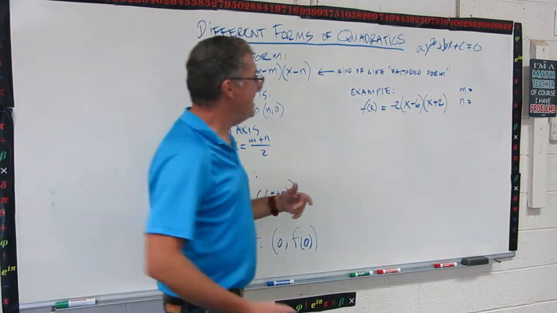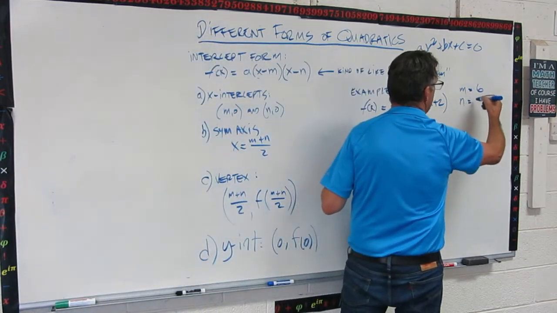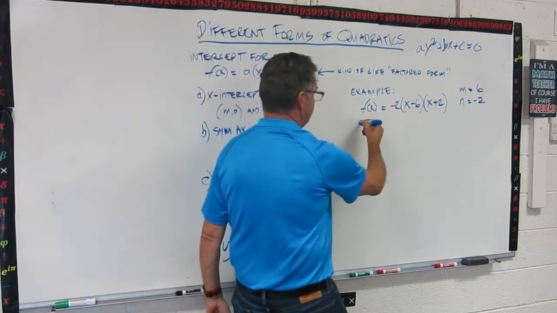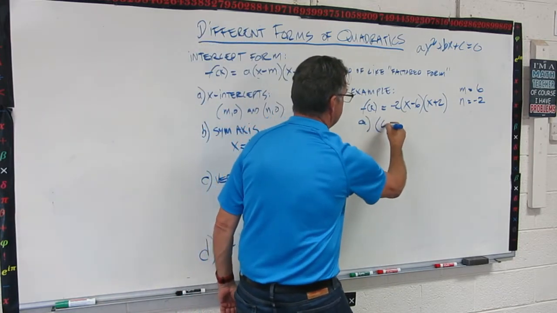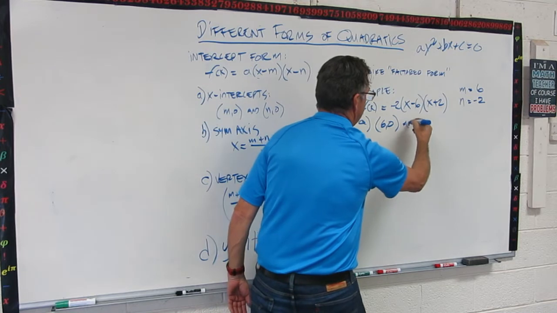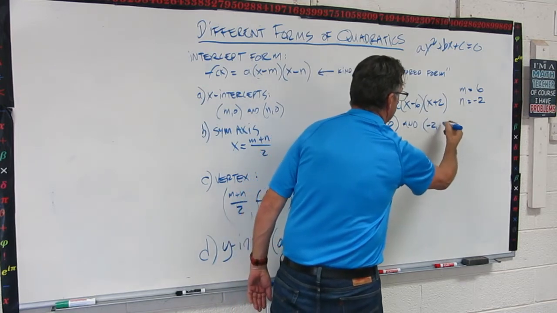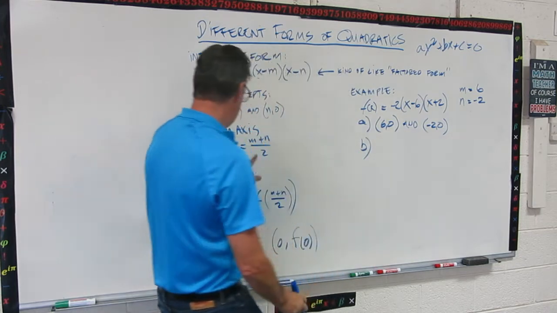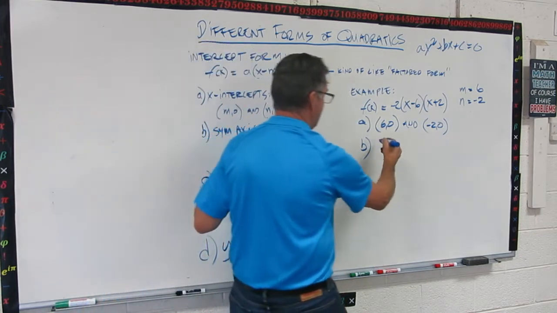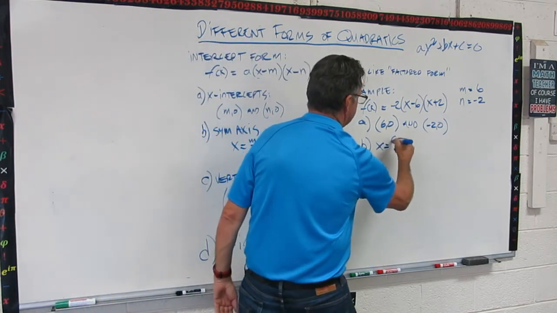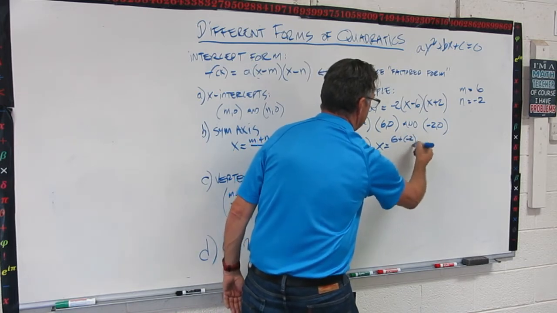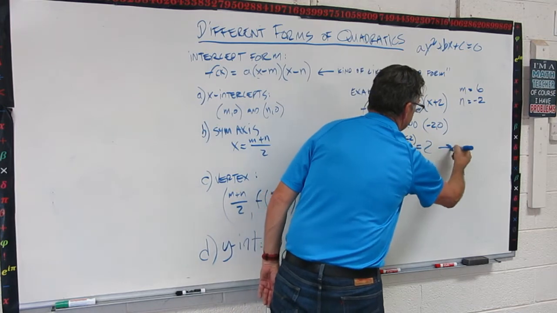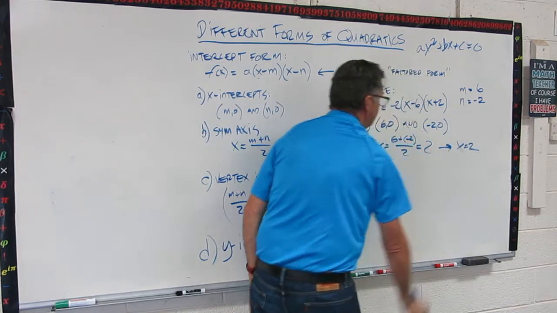First off, my m is going to be positive 6 and my n is negative 2. Okay, now I can do my intercepts. Quick plug-in. That's going to be (6, 0) and (-2, 0). Moving right along. B, that's my symmetry axis. So I've got x equals (6 plus -2) over 2. That's going to be 2. So that's x equals 2.